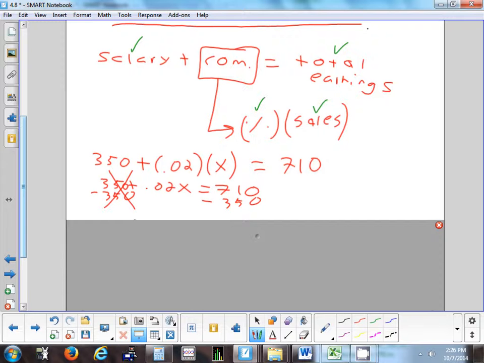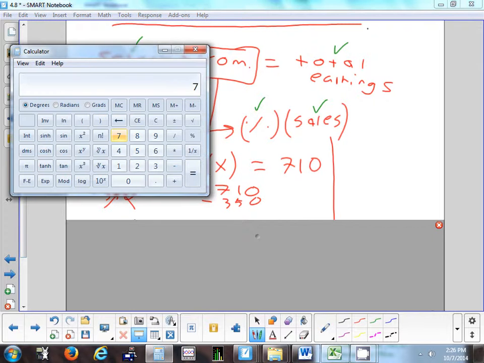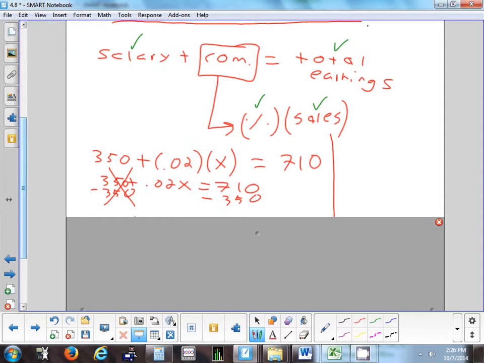Yep, what I'm going to do is I'm just going to go over here so I don't run out of space. So I'm doing 710, take away 350. Gives me 360. What do I still have on the left-hand side of this equation? 0.02. Yeah, 0.02x is still right there. Okay. Now what's my last step to get x alone? Divide by 0.02. On both sides. Very good.